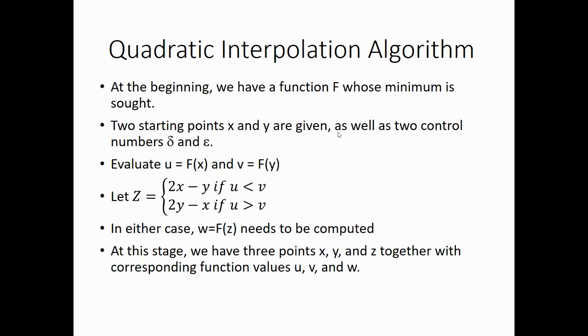At the beginning, we have the function whose minimum is sought, 2 starting points x and y, as well as 2 control numbers delta and epsilon. We evaluate u is equal to f of x and v is equal to f of y. We let z equal 2x minus y if u is less than v, and 2y minus x if u is greater than v. In either case, w is equal to f of z needs to be computed. At this stage, we have 3 points, x, y, and z, together with the corresponding function values u, v, and w.